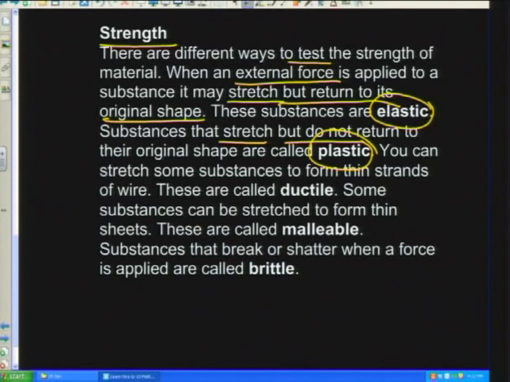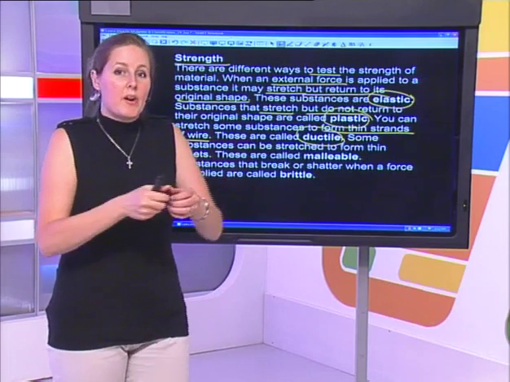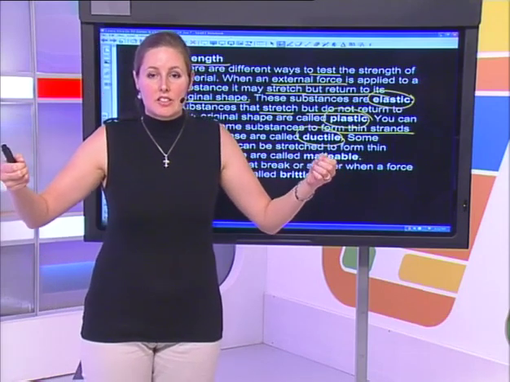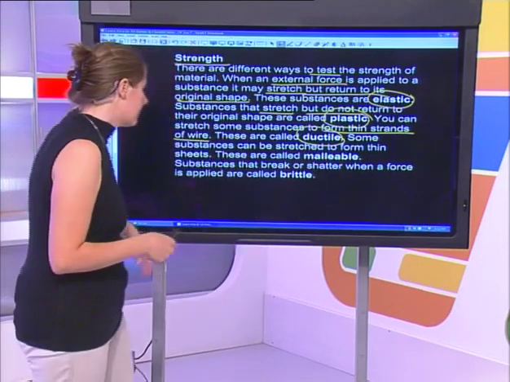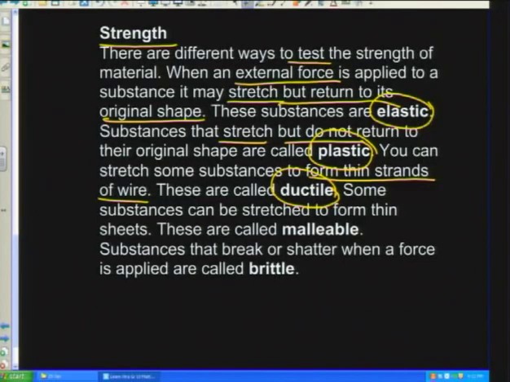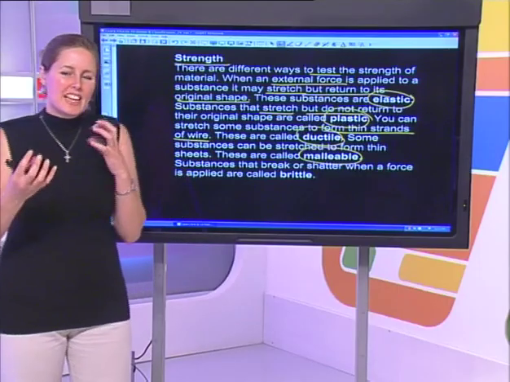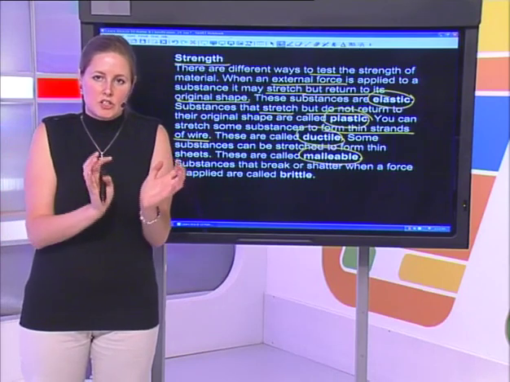You can stretch some substances to form thin strands of wire. These are called ductile. Very important, and if you think of a copper wire, it's important that we can stretch it out to thin wire shapes. Some substances can be stretched to even form thin sheets. These are called malleable. Another big word, malleable, it means it can be shaped into a certain shape.